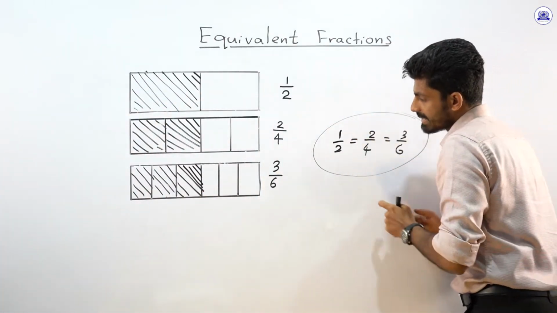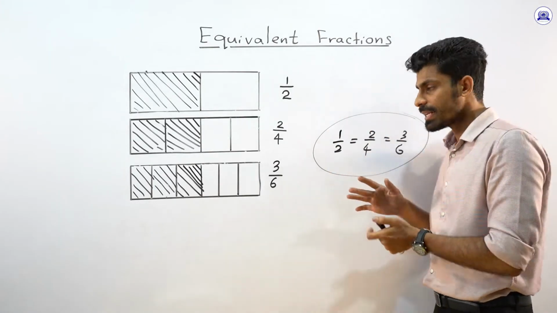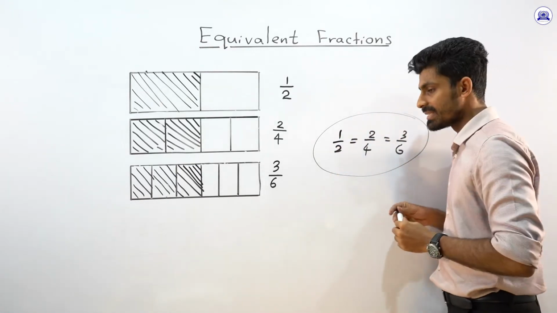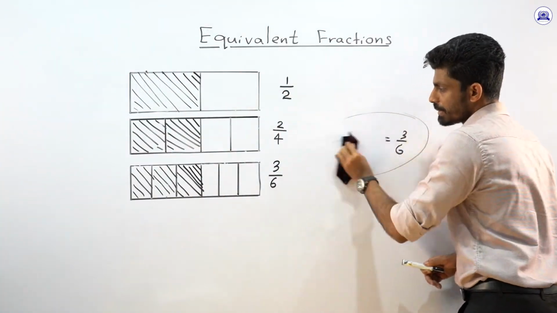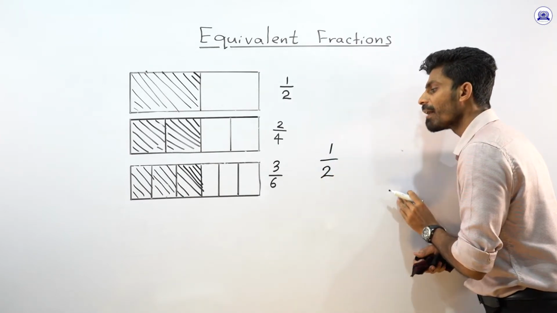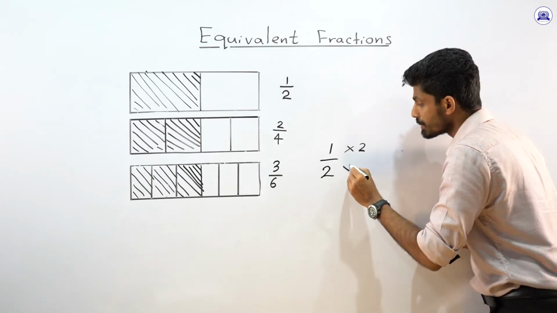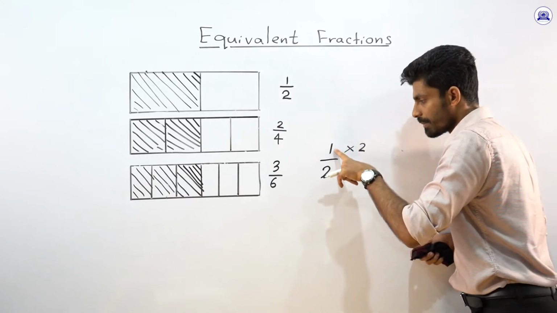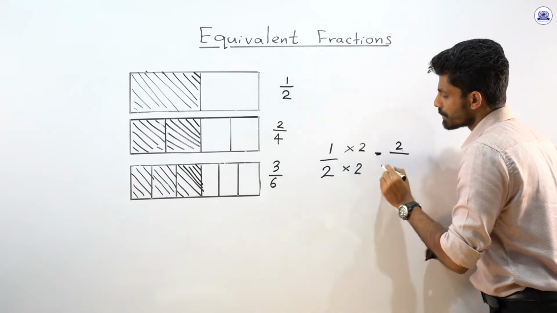You can multiply the numerator and the denominator by the same number. So it is very easy, right? Just consider the half. If you need to create an equivalent fraction, you can multiply the numerator by 2, then the denominator by 2 as well. You need to use the same number for that. 2 into 1 equals 2. 2 into 2 equals 4.